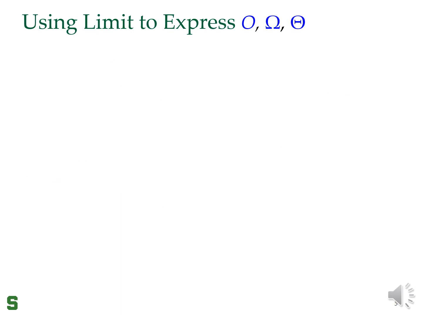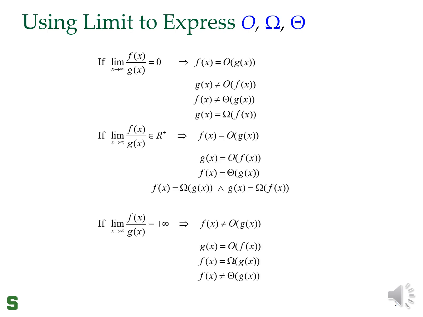Now there is an easy way to find big O, big omega, and big theta. What we can do is take the ratio of f of x to g of x and see how this ratio behaves as x tends to infinity. If this ratio is 0, that means f of x is big O of g of x. I would ask you to review each of these, and we will do some examples associated with this in class.